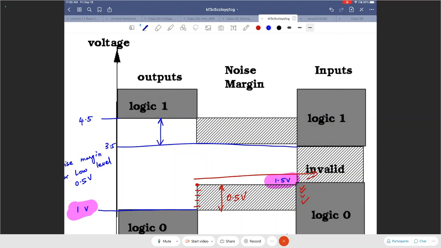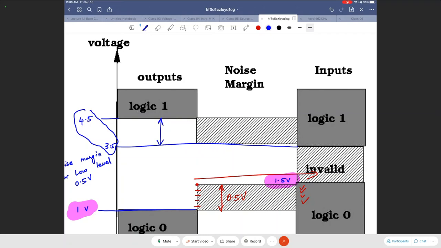So I can tolerate about 1 volt. If I go more than 1 volt, it will be in the invalid region, and I will not recognize that as logic 1. So what would be the subtraction here? I would need to subtract those two values. Simple, as simple as that. Subtraction.